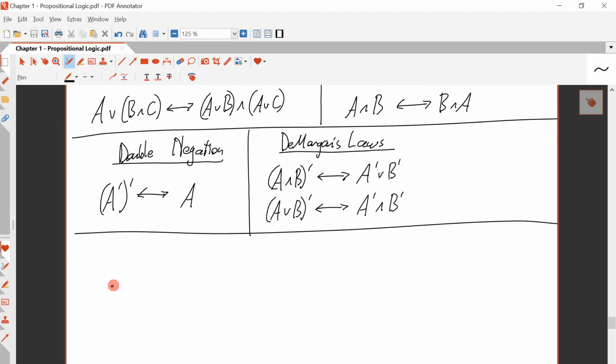So just some notation, here's one. Idempotent: A or A is logically equivalent to just A by itself. A and A is logically equivalent to just A by itself.